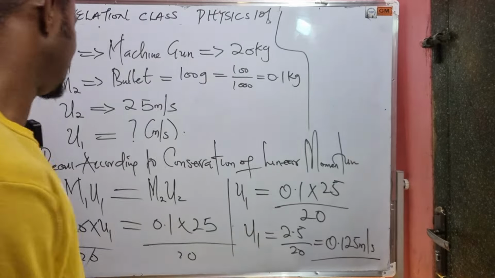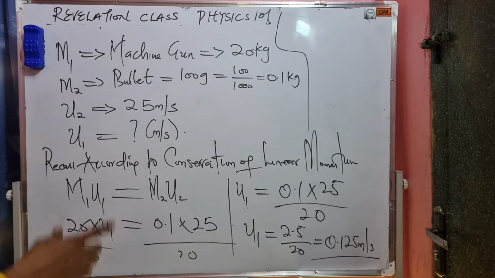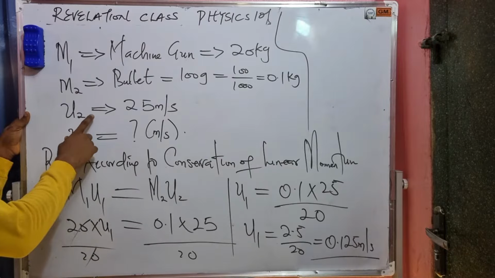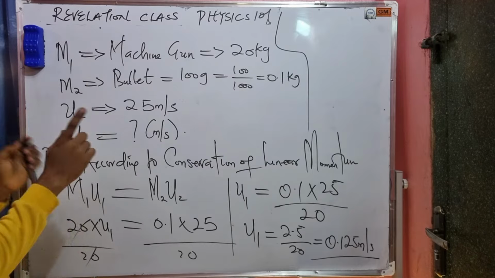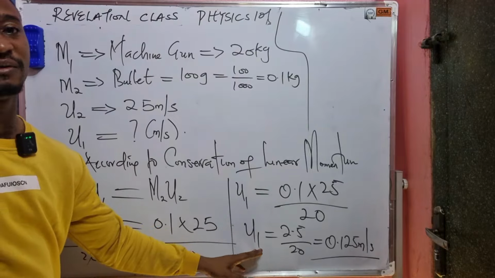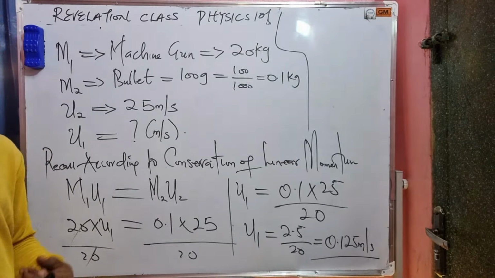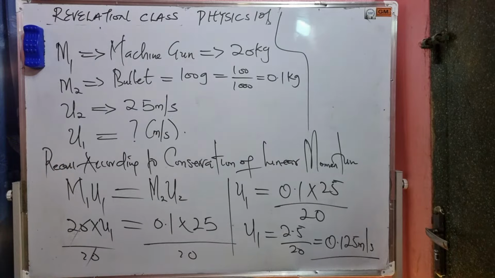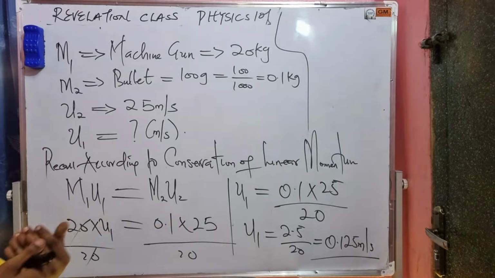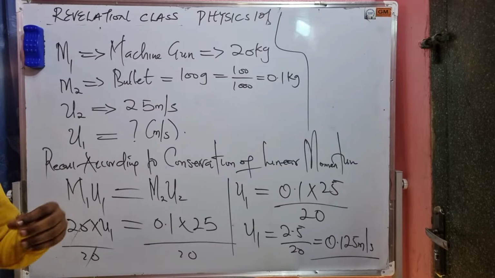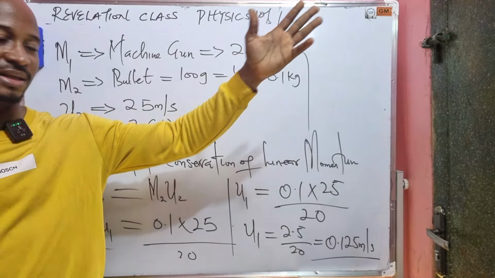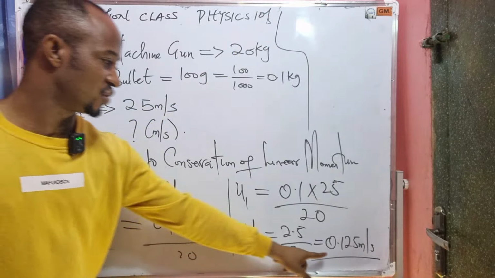Now, what do you notice here? Definitely, the speed of the bullet, which is U2, must be greater than the recoil speed of the gun. The gun only recoils back, meaning a backward force that the bullet exerted when the bullet leaves the gun. Exactly. So that recoil speed should be less.